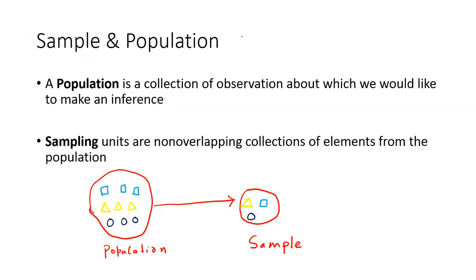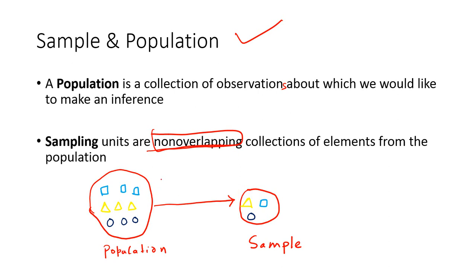All right, so let's understand what is a sample and what is a population. A population is a collection of observations about which we would like to make an inference. So it's a whole lot of observations, and that's what we call a population. Sampling units, on the other hand, are non-overlapping, and that's an important word to highlight. It should be non-overlapping units. Sampling units are non-overlapping collections of elements from the population. So a sample is basically a subset of the population which has non-overlapping elements.